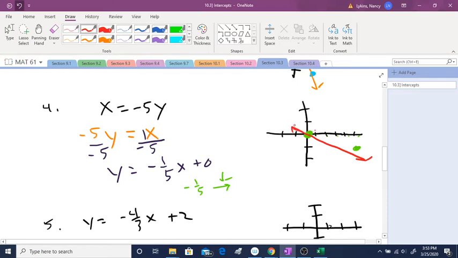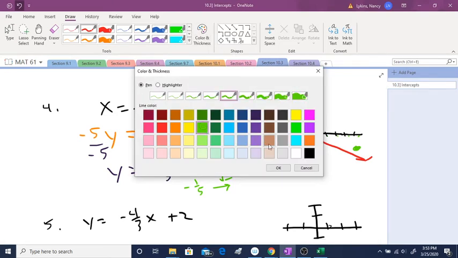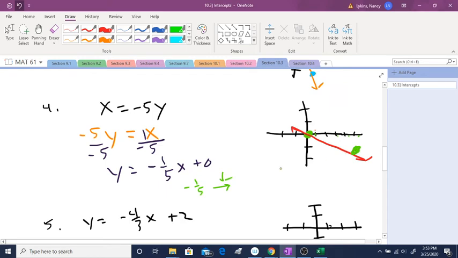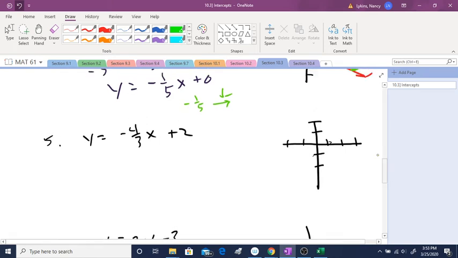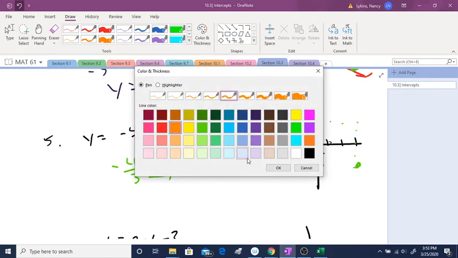It's a little off, but just know that it does connect. But now I like when they give you a fraction, because I can just say, okay, negative 4/3 means I'm going over 3, down 4 from this 2. That 2 means I go up 2 on the y-axis. Then I go over 3, 1, 2, 3, and down 4, 1, 2, 3, 4. And then all I'm going to do now is color that in.